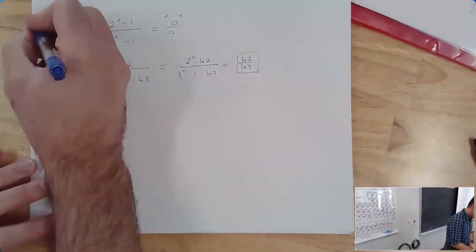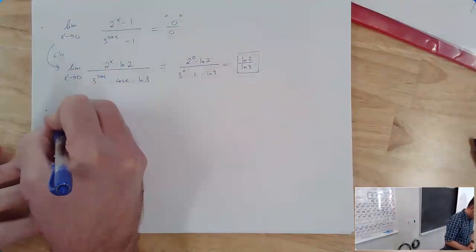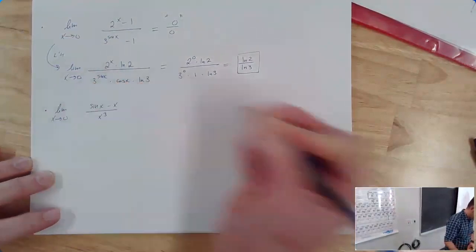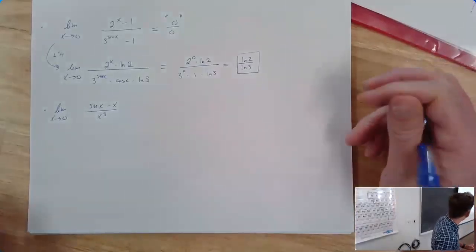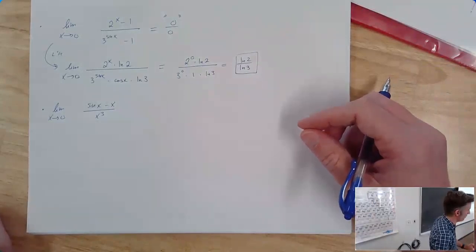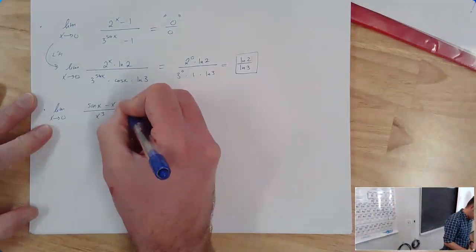Sure, let's do a couple more before we start going in a different direction. Let's say we want to find the limit as x goes to 0 of sine of x minus x over x cubed. And definitely it's a 0 over 0 type. Plug in 0 for the top, you get 0. Plug in 0 for the bottom, you get 0. So if I do this, it's going to be using L'Hopital's rule.